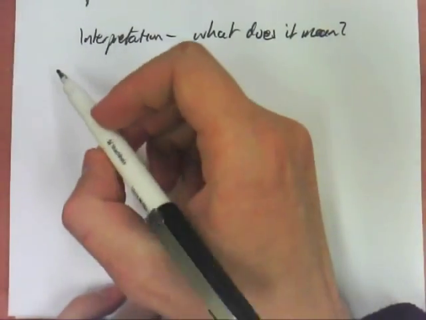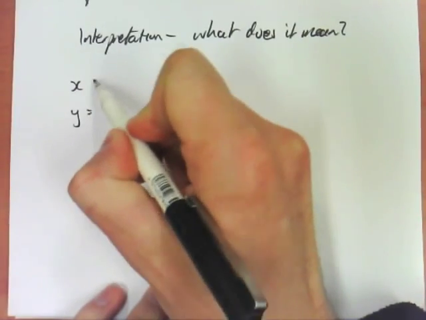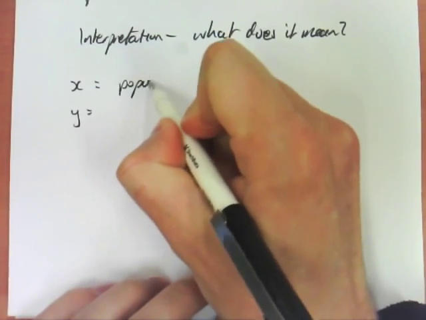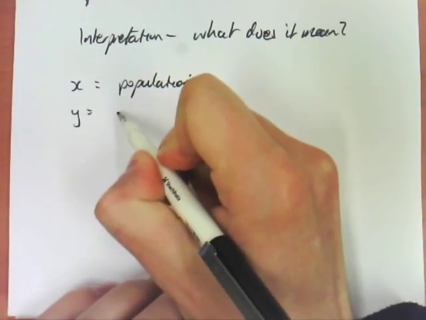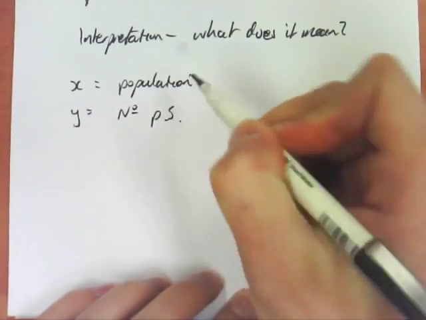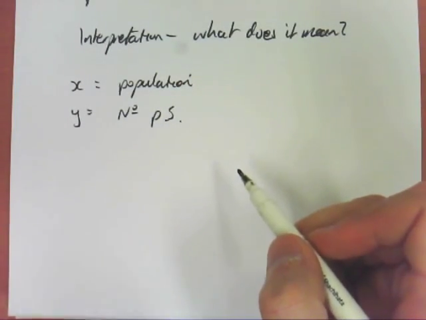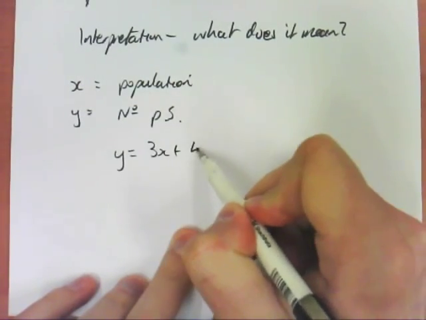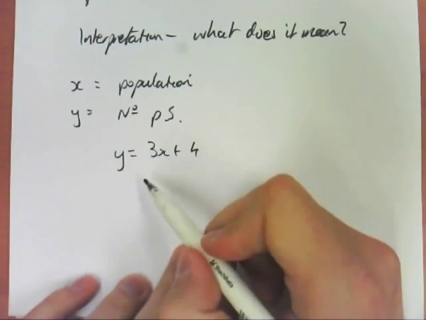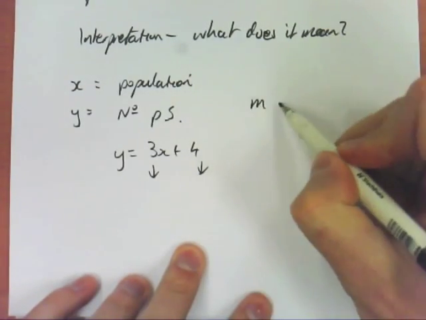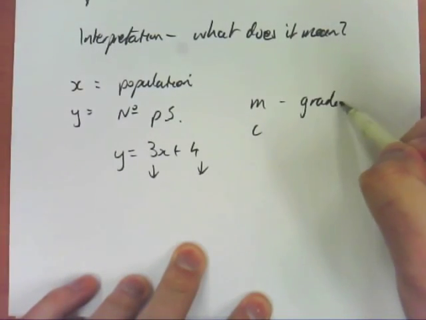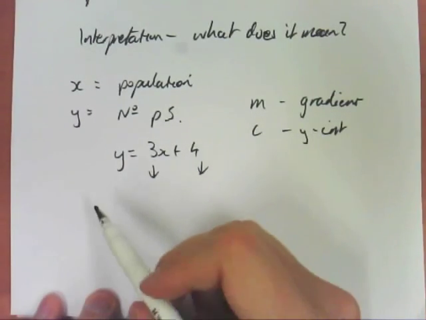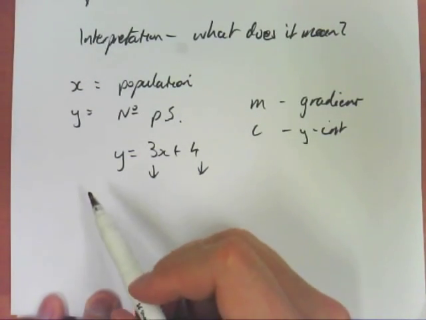What does it mean? So when you've got x and y equaling certain things, in one example we've been using through chapter 3, it's population and number of primary schools. So what does that actually mean? If you've got the equation y equals 3x plus 4, then you interpret the m and the c, so the gradient and the y-intercept.